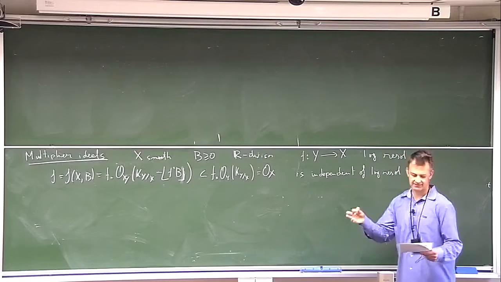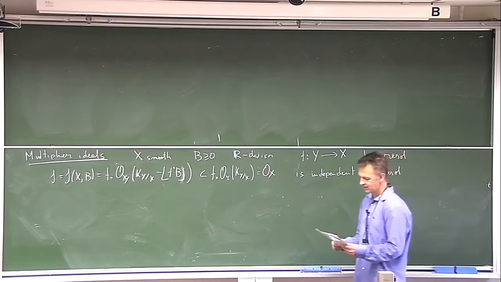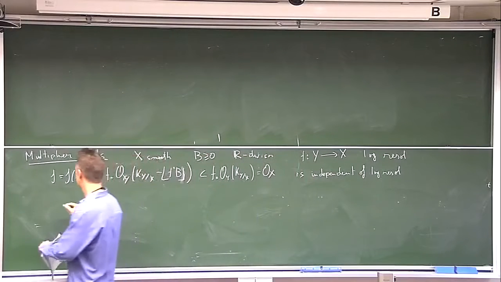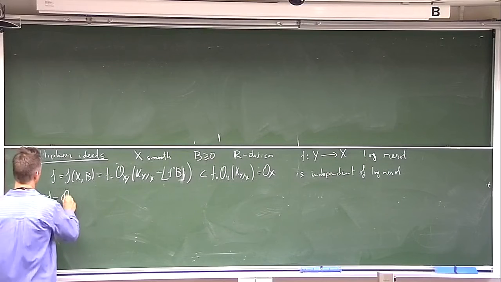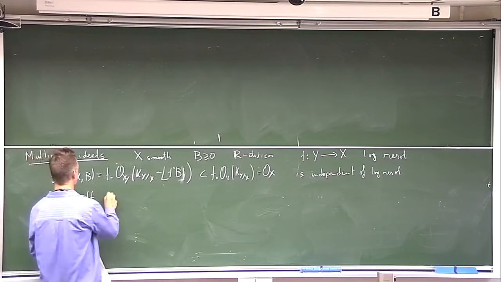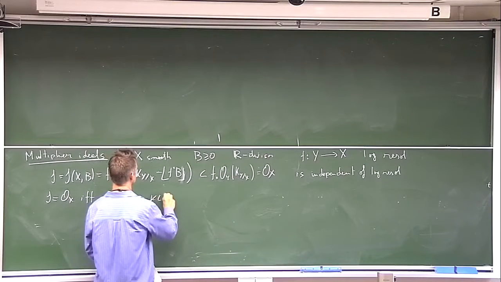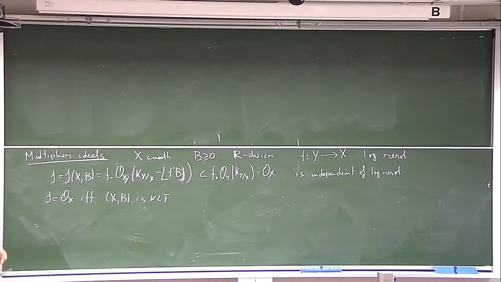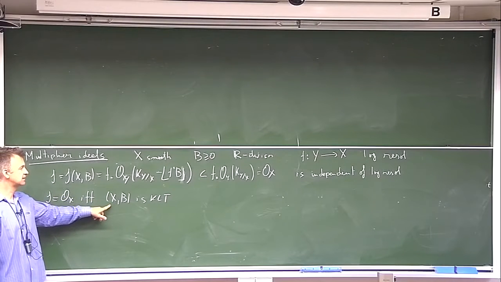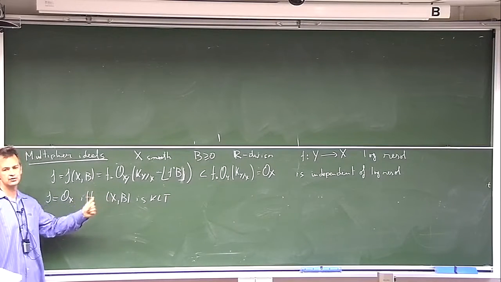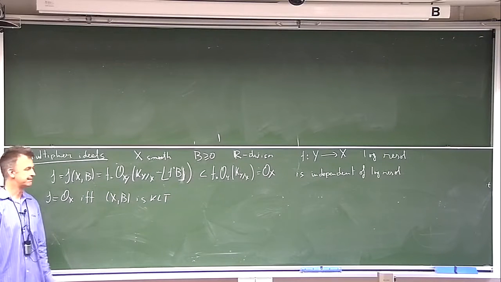Just like checking Kawamata log terminal and log canonical is independent of the log resolution. And in fact, it's immediate to check that I is trivial if and only if the pair (X, B) is Kawamata log terminal. So let's think about that for a second. What does being Kawamata log terminal mean? It means that the corresponding coefficients are all strictly less than 1.